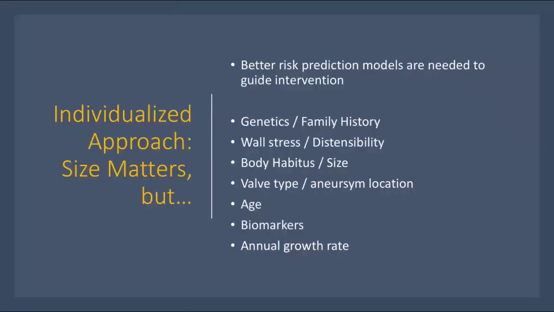So the real issue here is we need better risk prediction models. And we know that size matters, but it's probably not everything. There are a lot of different factors such as genetics. Maybe we should be looking at wall shear stress, body habitus and size. Perhaps we should be treating those with AI much differently than those with AS. So I think we have to use all of these things and factor them into our decision making.